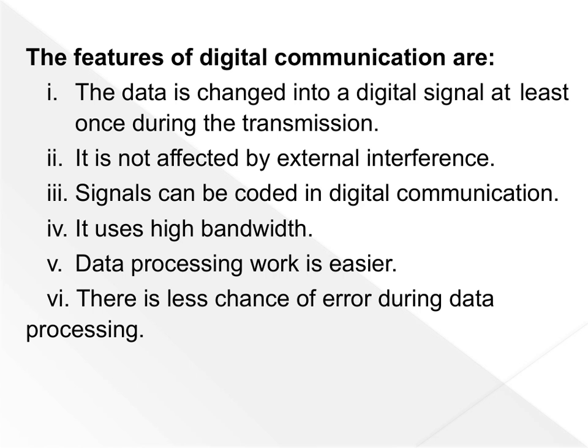Second, digital signals are not affected by external interference. Unlike analog signals, which can be distorted by noise or other external factors, digital signals maintain their integrity much better, ensuring more reliable communication. Third, signals in digital communication can be coded. Coding allows us to add error detection and correction features, which helps in maintaining data accuracy throughout the transmission process.